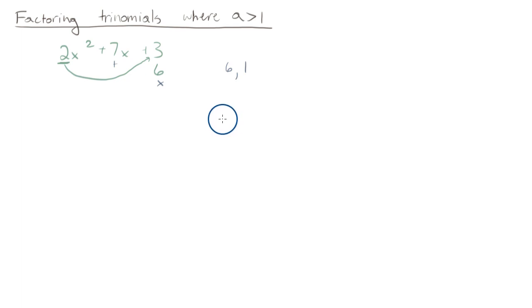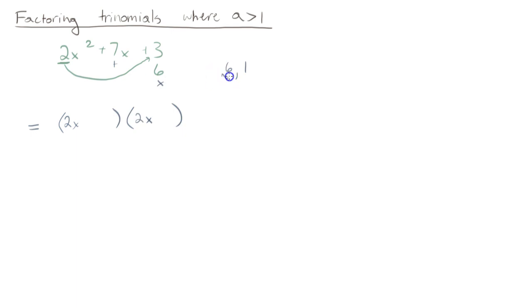Right? 6 times 1 is 6. 6 plus 1 is 7. And so we can start to factor our trinomial here by setting up 2 parentheses. And we want to put a along with x in the first spot of each parentheses. Now I know right now that 2x times 2x does not give you 2x squared. We'll talk about dealing with that in just a second.